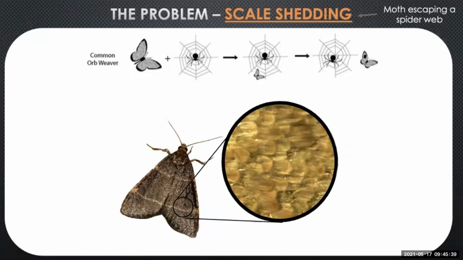It lets them have camouflage, pheromones. It helps them clean themselves. These scales are really, really useful. But they're very loosely attached. So what happens is when a moth hits a spider web, the glue sticks to the scales, the moth thrashes, and that powder comes off and they can escape.